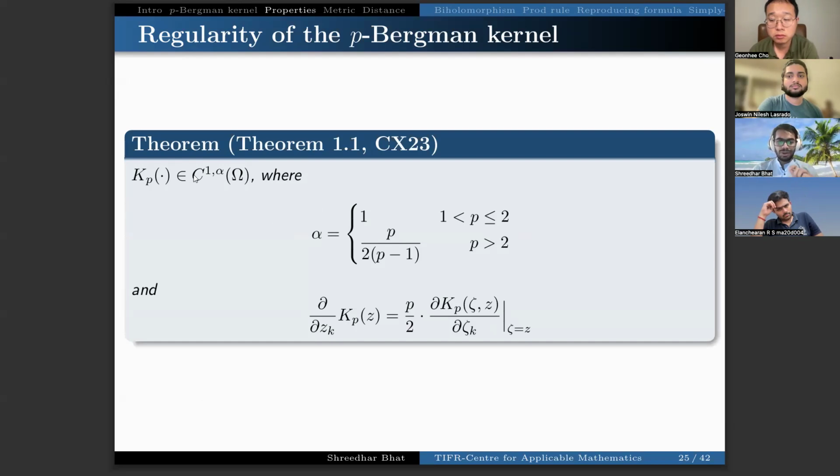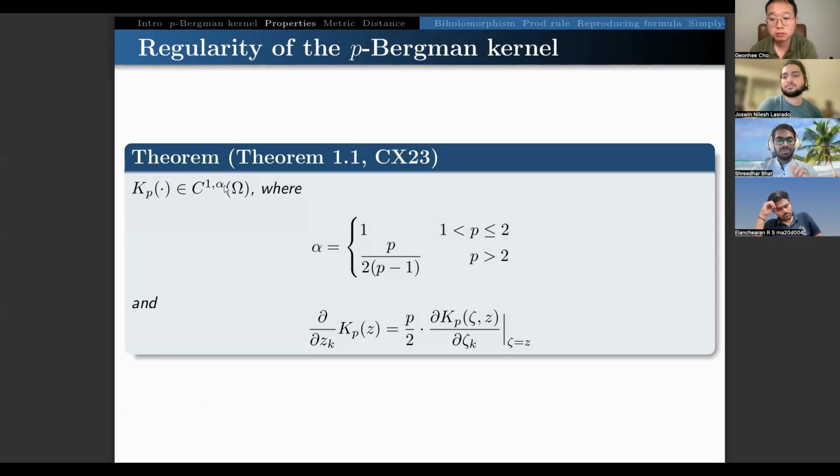And it turns out it is proved that if you have any bounded domain omega, then K_p with the single variable z, so that is the norm function, you can differentiate it once, and the derivative will be alpha-Hölder, with alpha being this exponent. It depends on p.